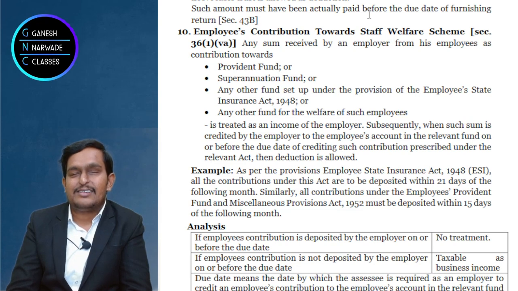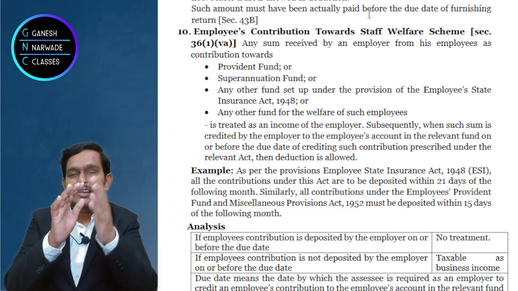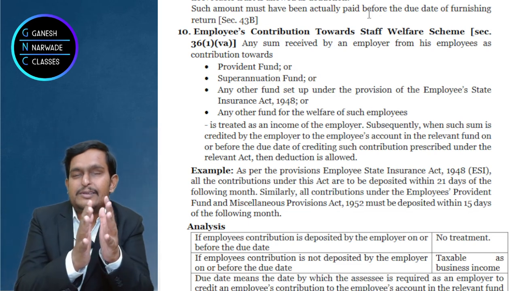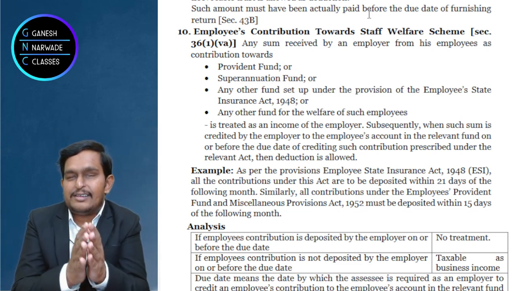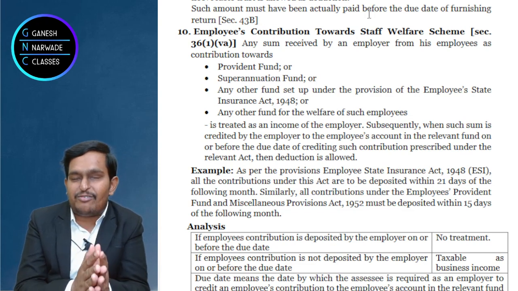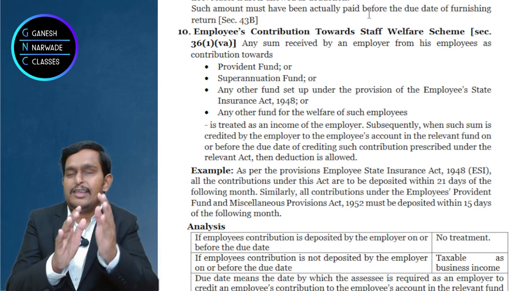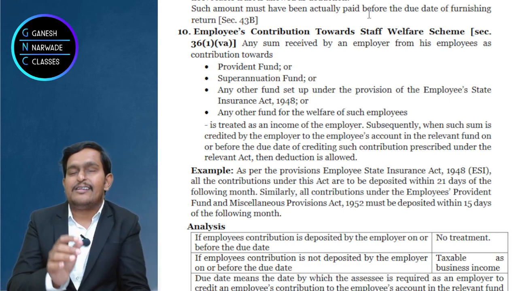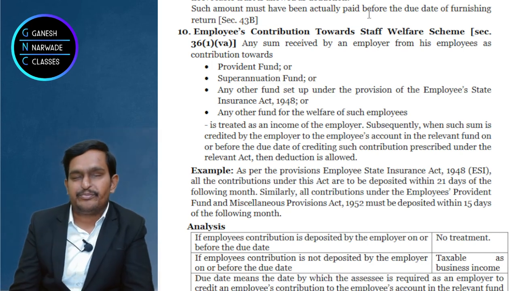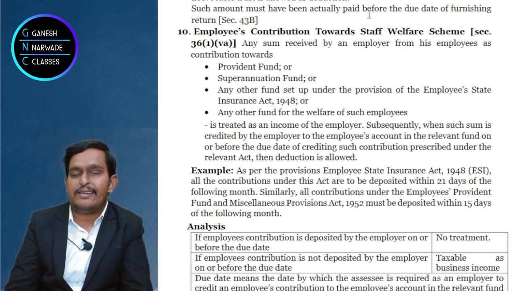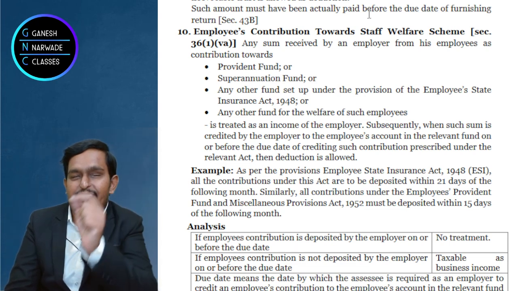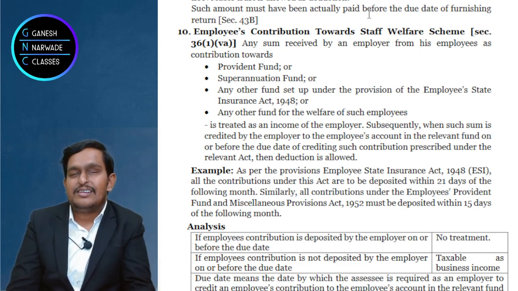Correct? The reason is when he deducts the amount, he keeps that amount with himself for some time. So the government said that when he keeps the amount with himself, it is the employer's income, taxable income. And when he deposits with the government on time, he can claim the deduction under section 36.